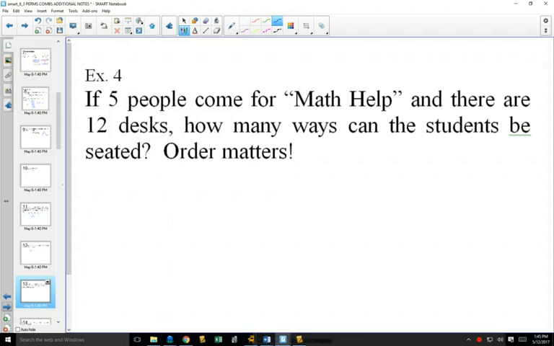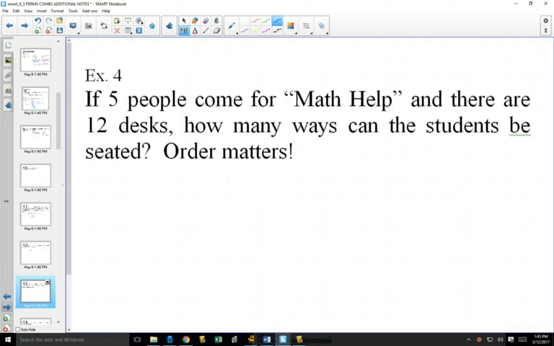This question in particular is harder than it needs to be. 5 people come in for math help, and there's 12 desks. How many ways can the students be seated if the order matters? You know, sitting at the front, you might get more help than if you sit in the back corner.